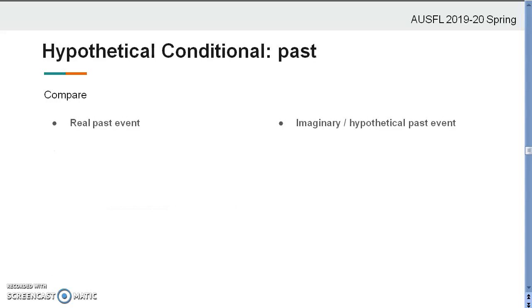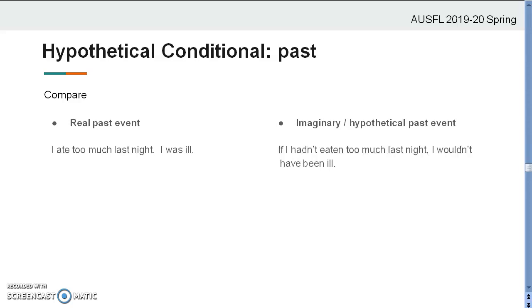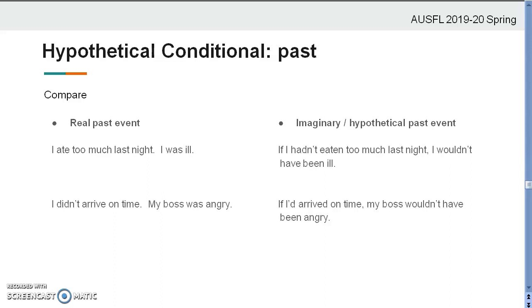Look at this real past event and the imaginary hypothetical sentence about that event. If I hadn't eaten too much last night, I wouldn't have been ill. Another example. If I'd arrived on time, my boss wouldn't have been angry. That's imaginary. What really happened, I didn't arrive on time. My boss was angry. That is what happened. But if I want to talk about that in another way, perhaps regretting what happened, if I hadn't arrived on time, my boss wouldn't have been angry.